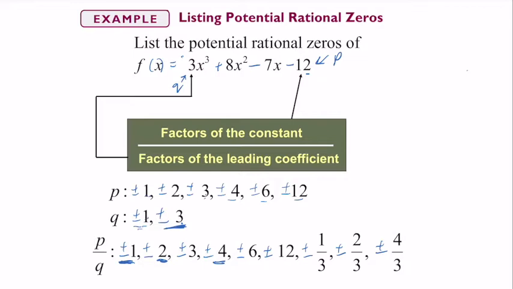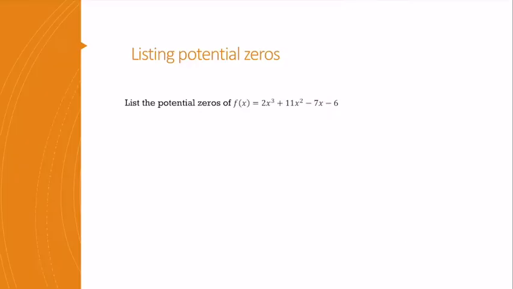So these are all the possible potential rational zeros. I'm not saying each of these are a zero, right? Because this can have at most 3 zeros, but this gives us a place to start and figure out which 3 of these are indeed the zeros of this cubic function. So why don't we go ahead and practice listing the potential zeros of f of x equals 2x cubed plus 11x squared minus 7x minus 6.